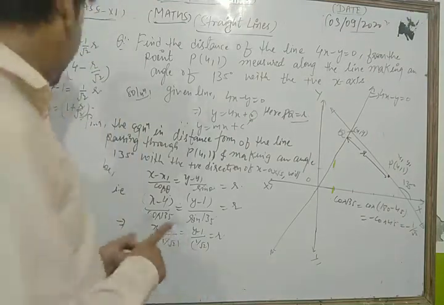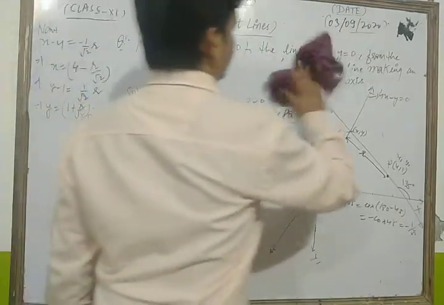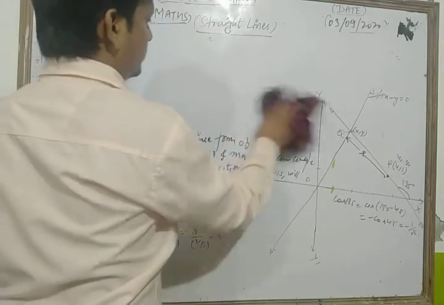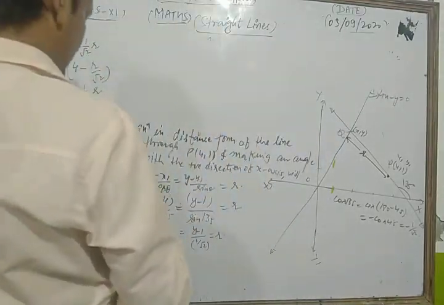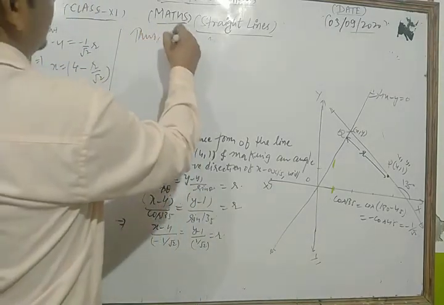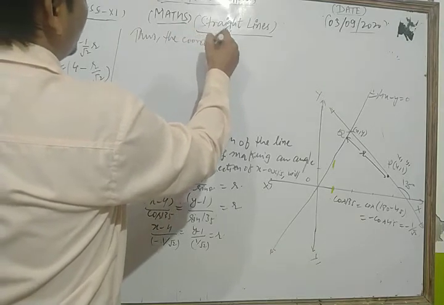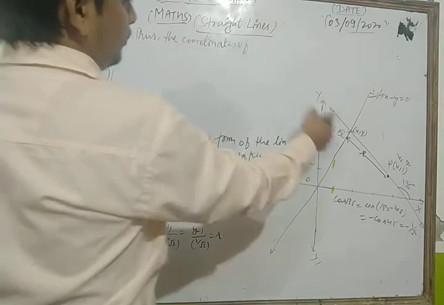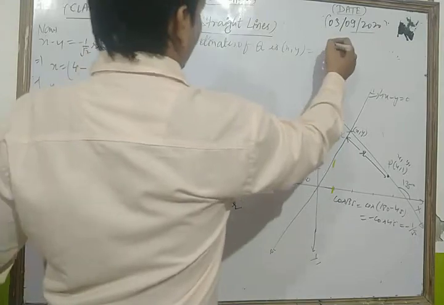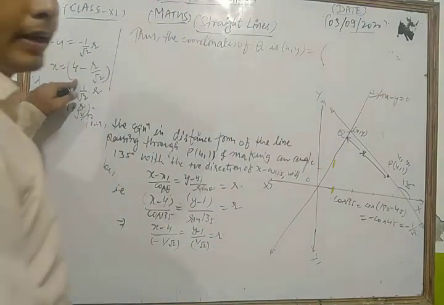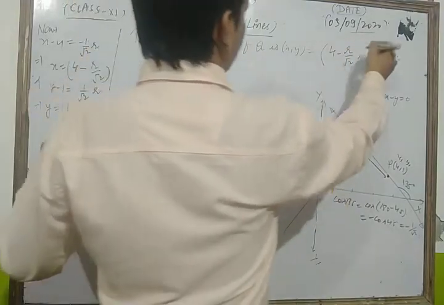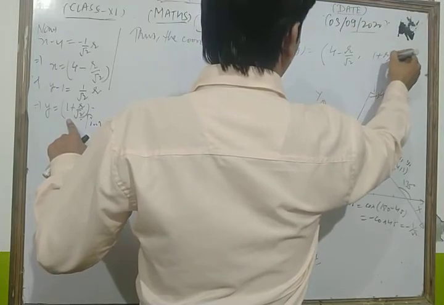Now look, thus dear student, we can say the coordinates of Q are: the value of x is 4 minus r upon root 2, comma, 1 plus r upon root 2.